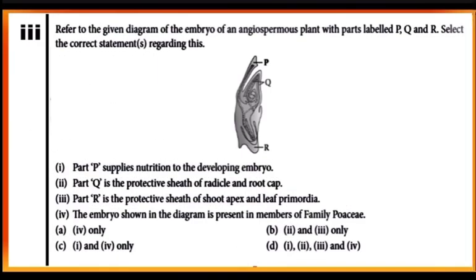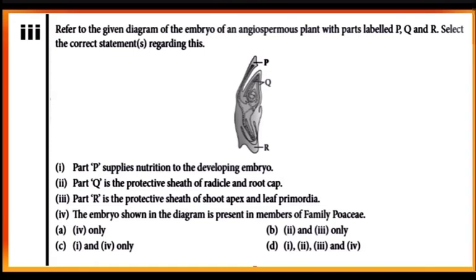Question 3. Refer to given diagram of the embryo of an angiospermous plant with parts labeled P, Q and R. Select the correct statement regarding this. See the diagram and read the statement number 1. Part P supplies nutrition to the developing embryo. This is correct. P is scutellum, which is a cotyledon and supplies nutrition to the developing embryo. Statement 2. Part Q is the protective sheath of radicle and root cap.